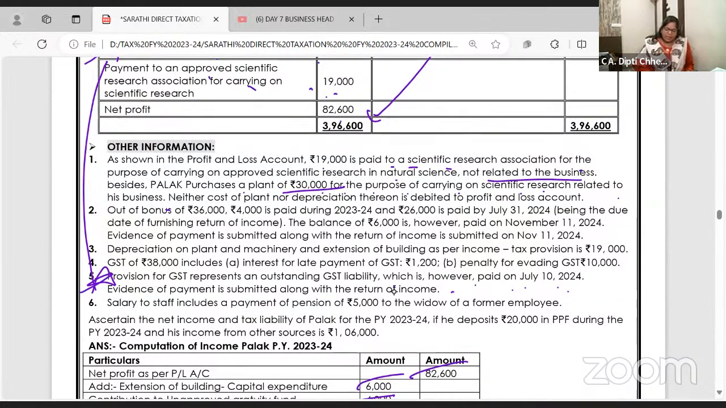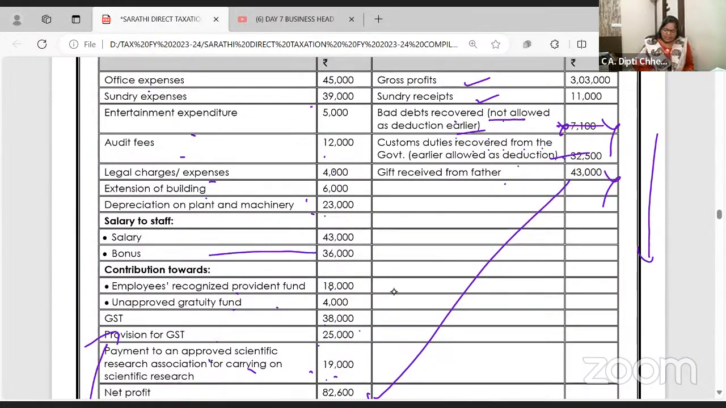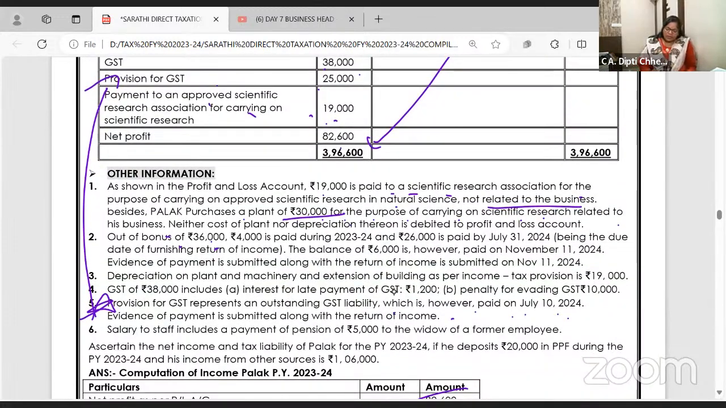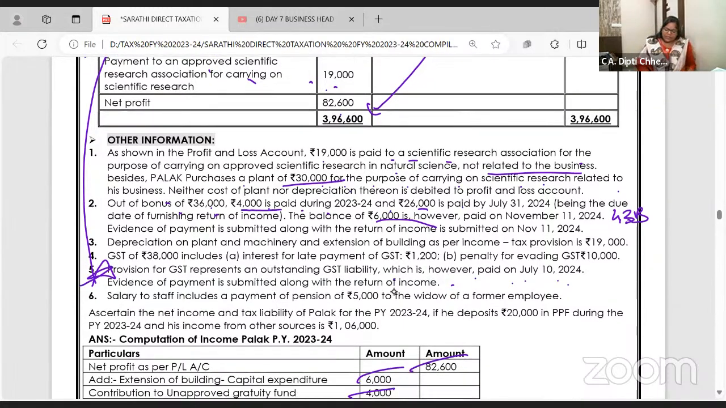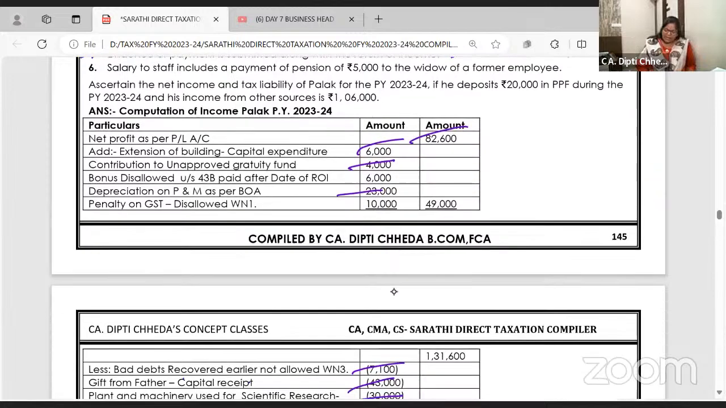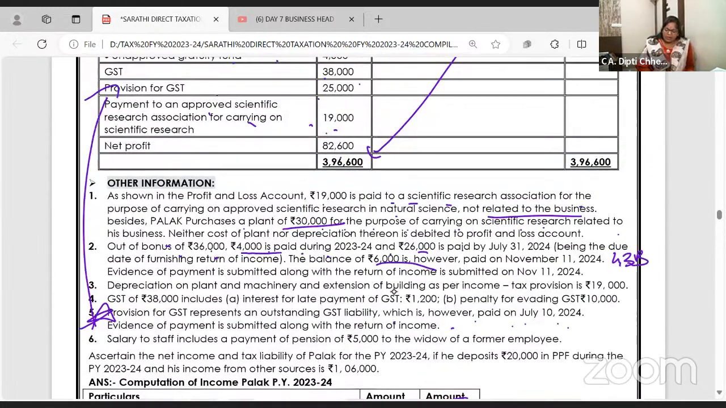Now if you debit, what's the impact on profit? Profit will come down. Out of bonus, ये देखो bonus था ना 36,000. 4,000 is paid, 26,000 is paid in July, तो ये तो allowed है, 4 और 26, 30 तो allowed है. Remaining 6,000 is paid in November, gone. Section 43B. Employee related payments, if they are outstanding, you have to pay it before 31st of July. तो आप क्या करोगे, इसको 6,000 को add back करोगे. Bonus disallowed under 43B as it is paid after the due date of filing the return of income.